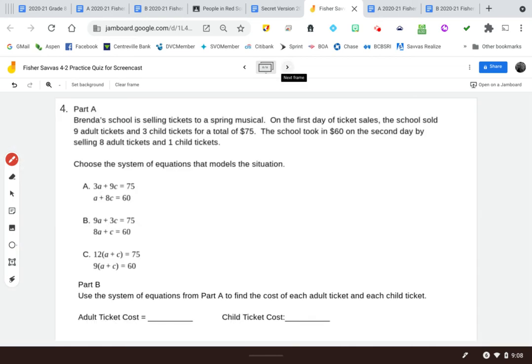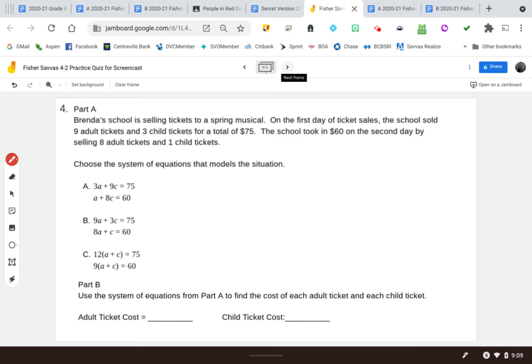So problem 4, they have two parts here. So the problem: Brenda's school is selling tickets to a spring musical. On the first day of ticket sales, the school sold 9 adult tickets and 3 child tickets for a total of $75. The school took in $60 on the second day by selling 8 adult tickets and 1 child ticket. Choose the system of equations that models the situation.